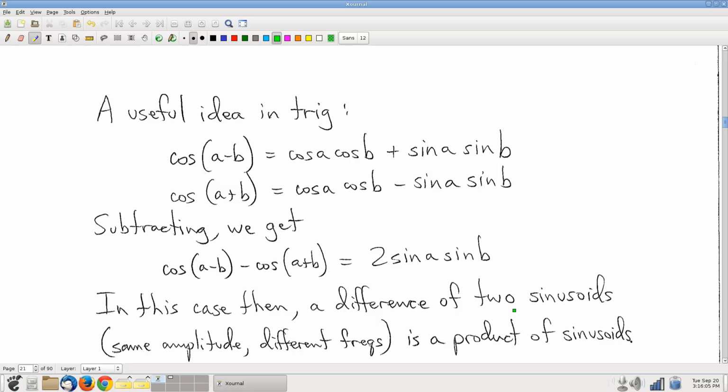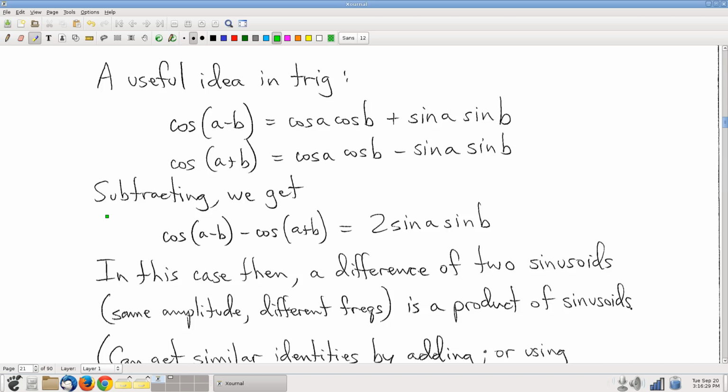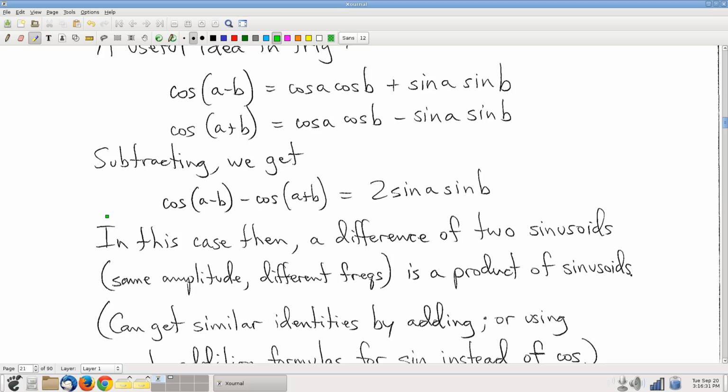Now, there's a couple of important asterisks. In order for this to work, of course, we need for these two functions to have the same amplitude, so that these two terms will cancel in the subtraction. Importantly also, we need these to have different frequencies. These two frequencies have to be different from each other. Okay, all right.